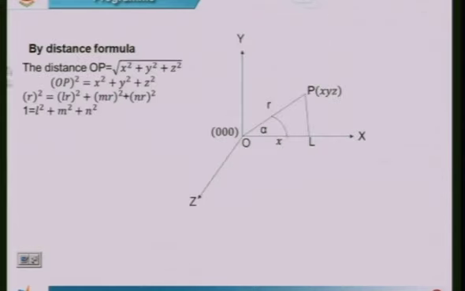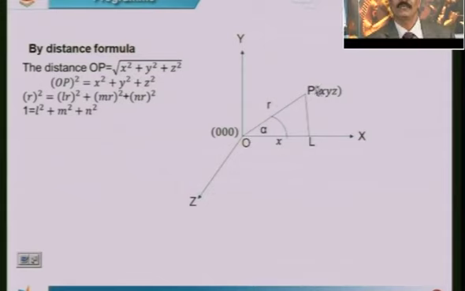For this, just see the figure. Say this is the line OP. The direction cosines of OP are given as l, m, n, and this distance is r. Then the coordinates of this point P are x, y, z. x is going to be lr, y is going to be mr, and z equal to nr. That's what you have to prove.